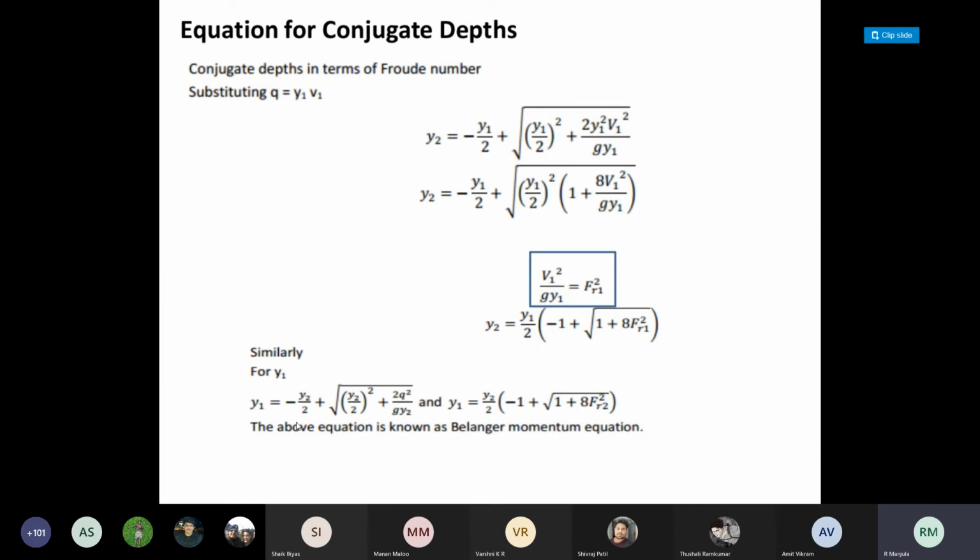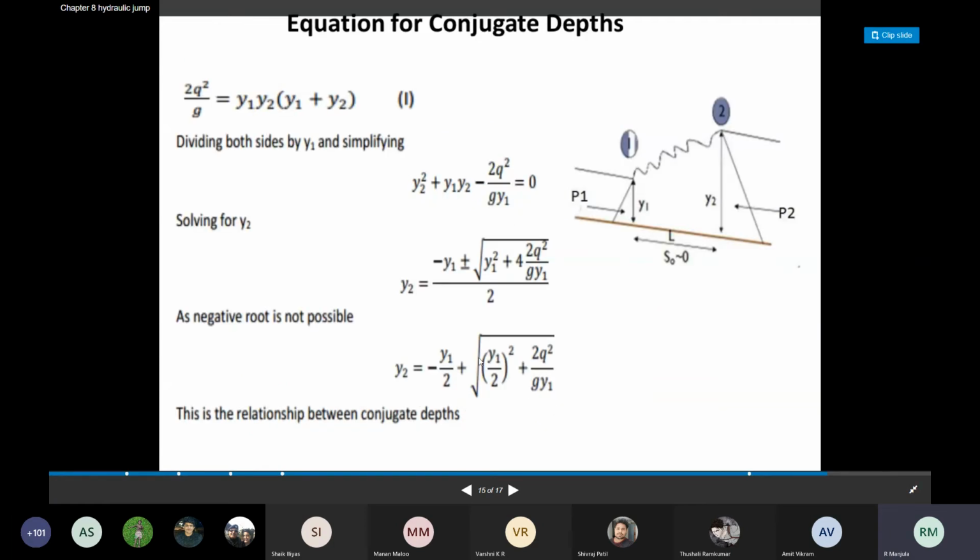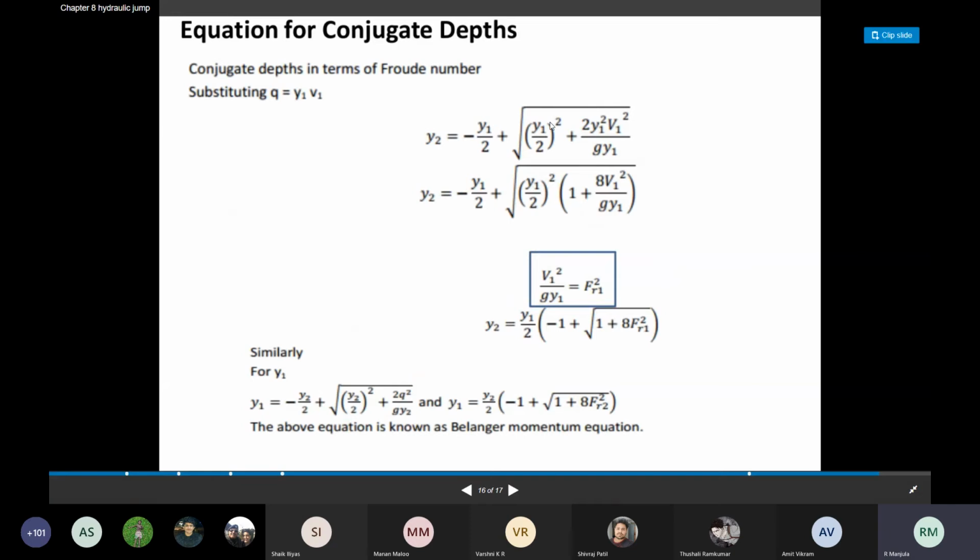And if you want to express conjugate depth in terms of Froude number, then I can substitute small q is equal to v1 y1. Small q is nothing but discharge per unit width, small q is equal to v1 y1. And y2 is equal to minus y1 by 2 plus square root of y1 by 2 the whole square plus 2q square divided by g into y1. Now I am substituting for all the values: y1 by 2 whole square plus 2, instead of q substituting v1 y1, divided by g y1. So I can get the value of y2.